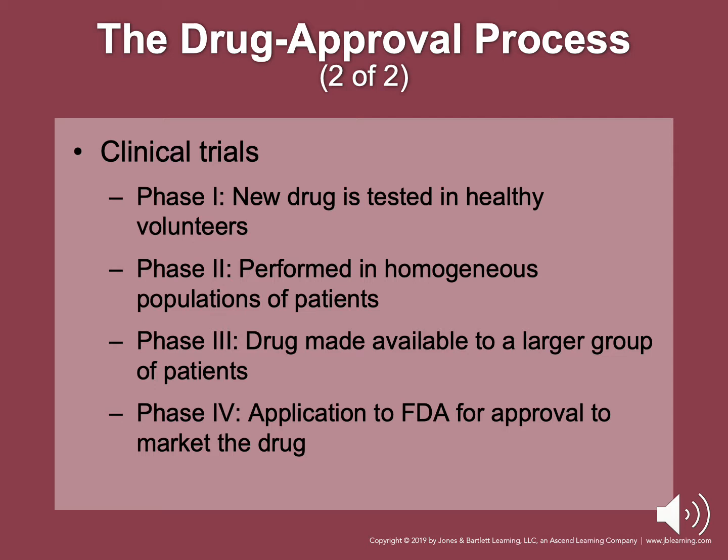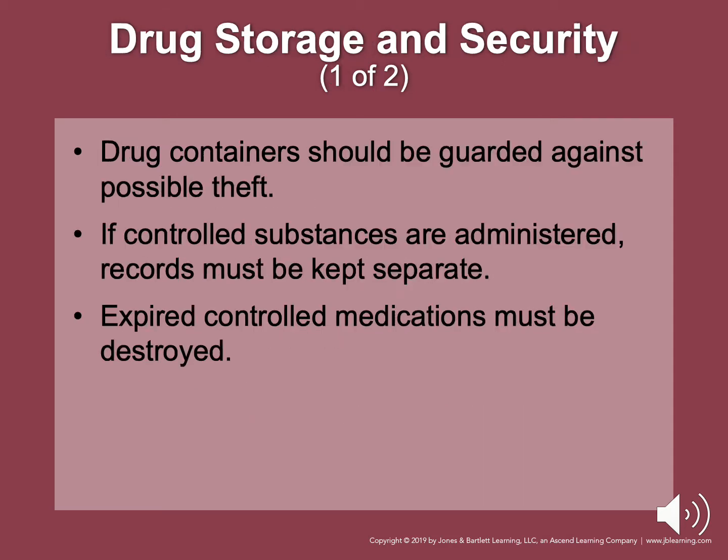So as you can tell, there is a long process for these drugs to get approved by the FDA. All right, drug containers should be guarded against possible theft. So it usually requires the boxes to be locked, secure within the AEMT. There should be policy to guide the manner in which drugs are secured, stored, distributed, and accounted for.